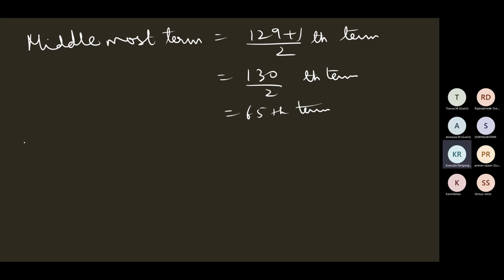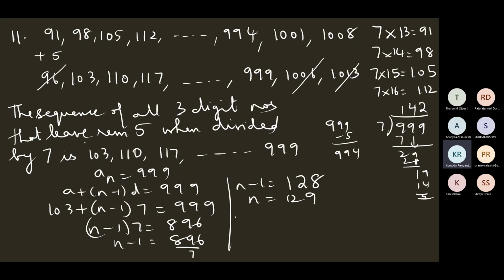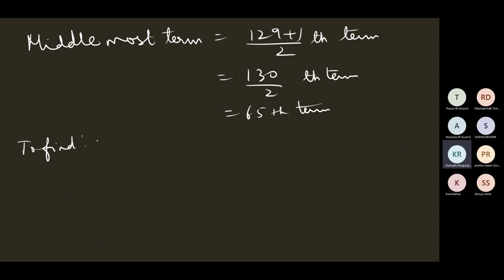So you'll have to find the middlemost term. That's the 65th term. Find A65. So you need to find these three things, children. We'll do this tomorrow. You need to find the 65th term.